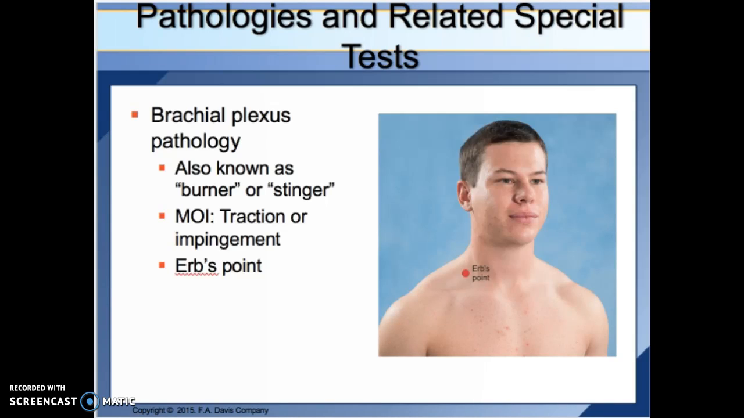It can be caused either by a traction injury or by an impingement injury, meaning that the patient may complain that the cervical spine was flexed to the left side and the pain may be on the left side, in which case you're probably talking about an impingement type of injury. However, if the pain is on the left side and the cervical spine was flexed forcibly to the right side, you're probably talking about a traction injury.